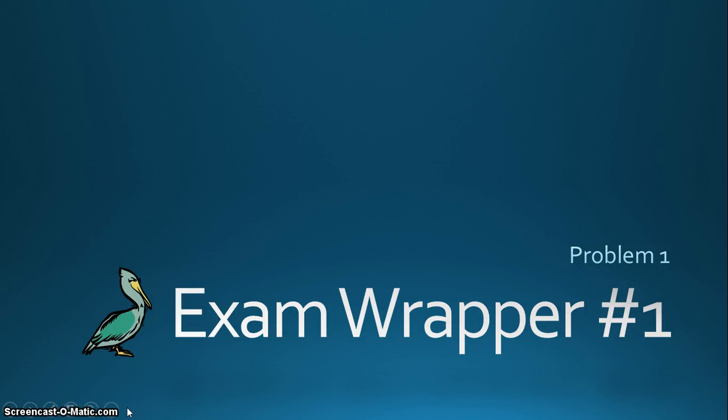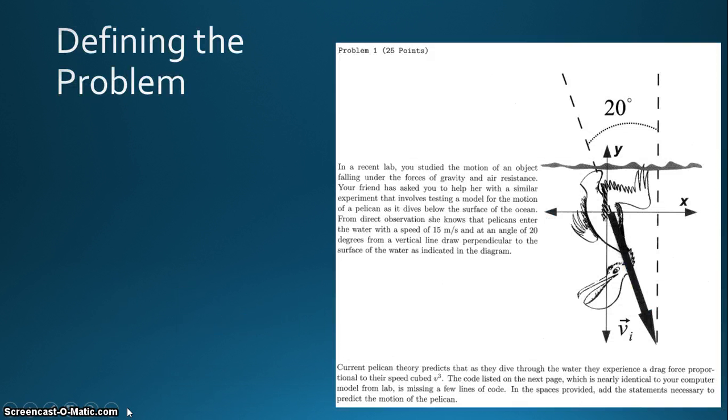We're going to start today by examining problem number 1 from midterm exam number 1, which involves the pelican diving into the ocean. In a recent lab, you studied the motion of an object falling under the forces of gravity and air resistance. Your friend has asked you to help her with a similar experiment that involves testing a model for the motion of a pelican as it dives below the surface of the ocean.